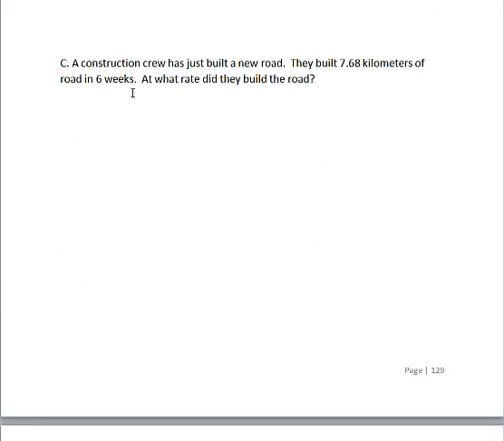Okay, and finally, just a simple application of the formula D equals RT. A construction crew has just built a new road. They built 7.68 kilometers of road in 6 weeks. At what rate did they build the road?